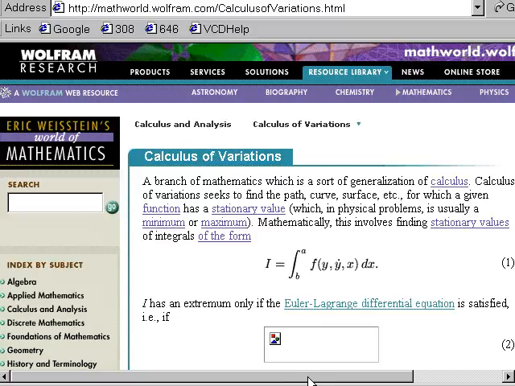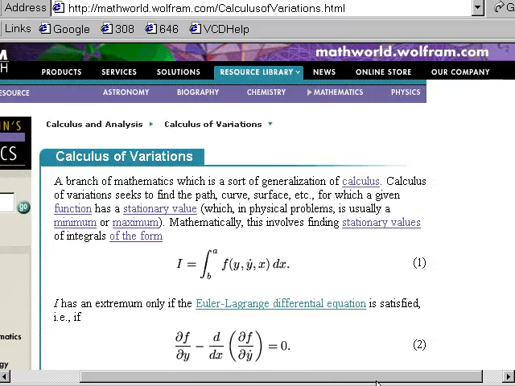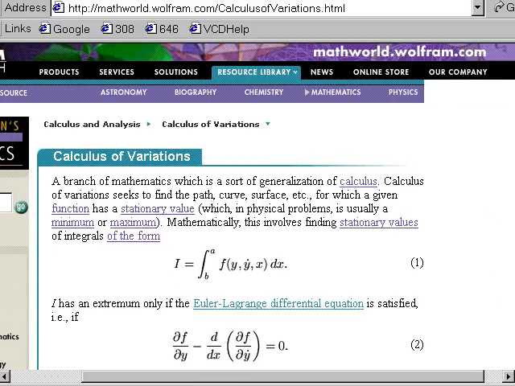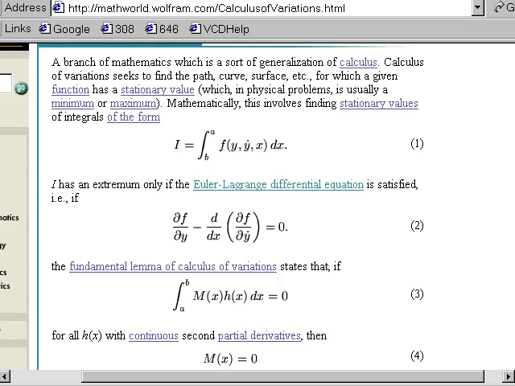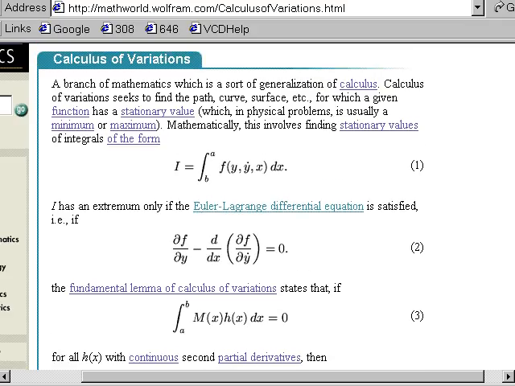And this is a link that comes from MathWorld. What we're doing is trying to minimize the integral. Now, let me just try to motivate where you might want to minimize an integral. So the calculus of variations comes historically from problems like the following.